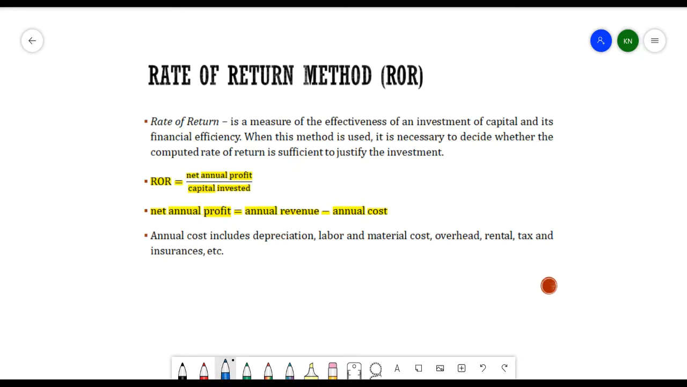So, simply, ROR is equivalent to the AR, or the annual revenue, minus the AC, or the annual cost, over the capital invested, or the C. The annual cost includes depreciation, labor, material cost, overhead, rental, tax, and insurance. So these are the inclusions, or we need to include these for the annual cost. So we have here an example.